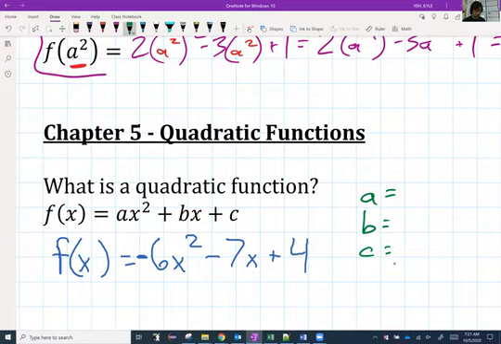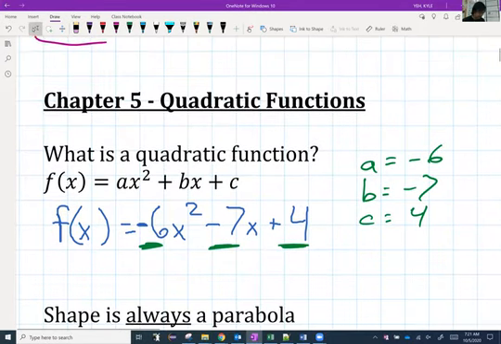A is the number of x squareds we have, so negative 6. B is the number of x's, negative 7. And c is just our constant, 4. And you can see where I got those from, hopefully from that blue function. And notice that it is really important to carry along the sign: negative 6, negative 7, positive 4. Any function we can write in this form, ax squared plus bx plus c, is a quadratic function.